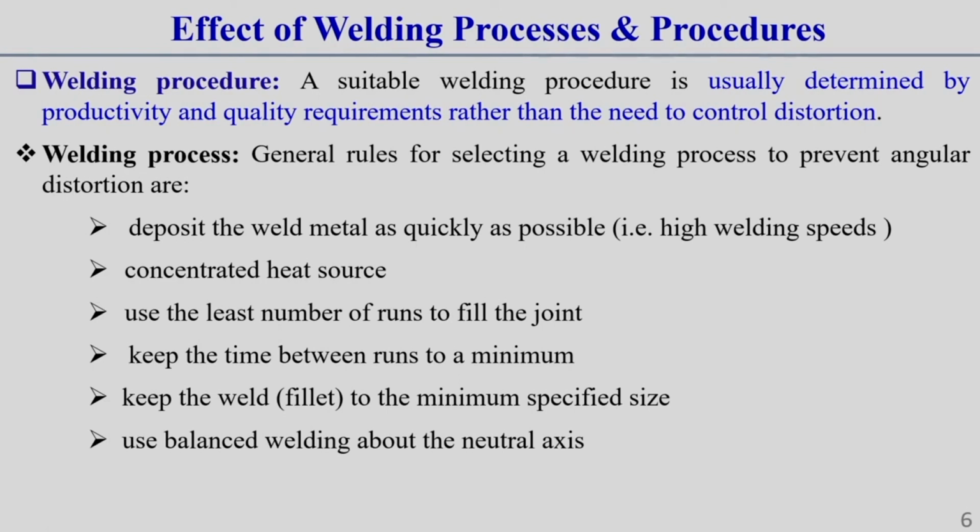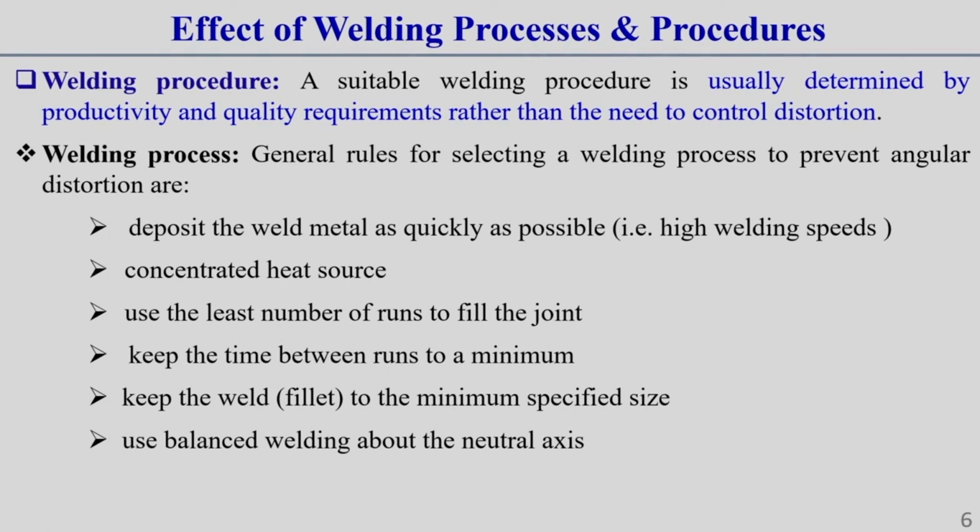What am I telling, understand? Generally, a welding procedure is determined based on productivity and quality requirement. This you should also keep in mind. But another requirement is also there, the need to control the distortion. That is why it is observed that the welding procedure has a significant effect on welding distortion. Here, the general rule for selecting a welding procedure to prevent angular distortion or distortion is that we should follow the following aspects.